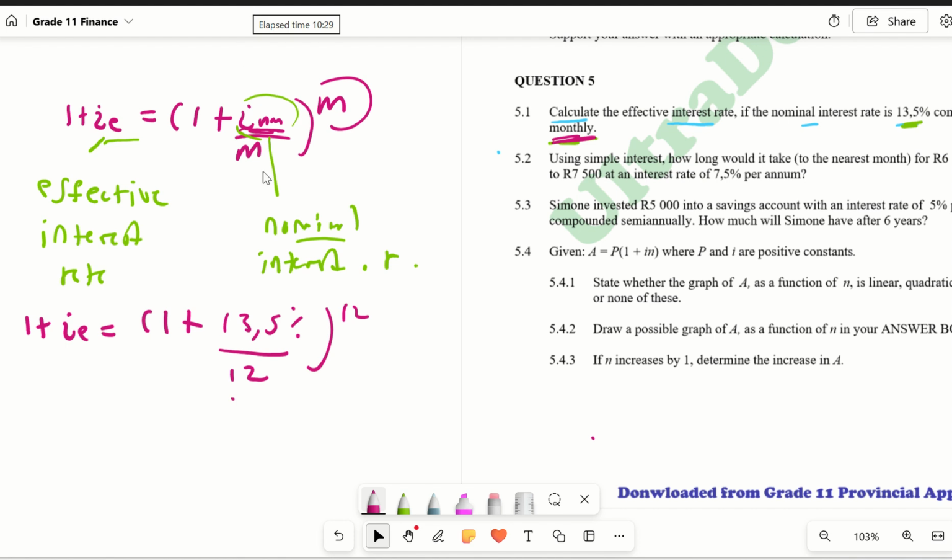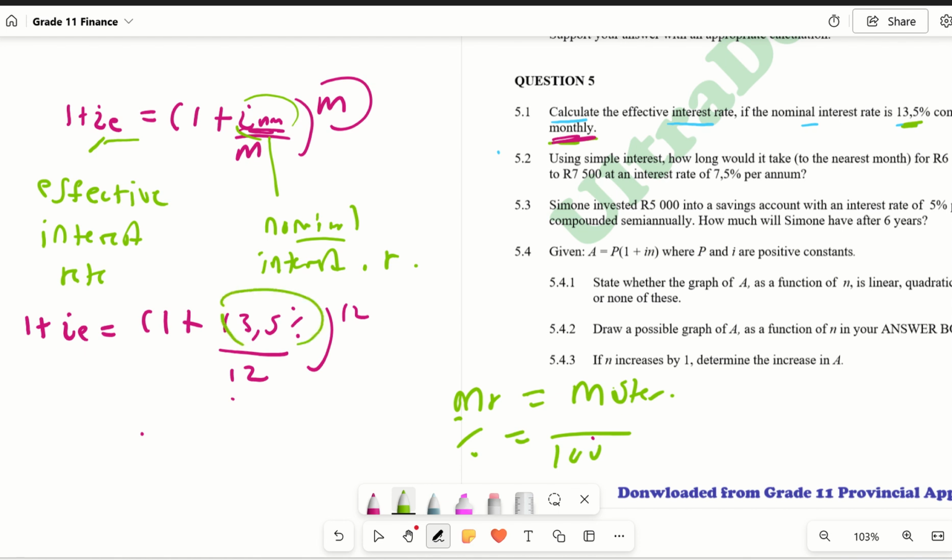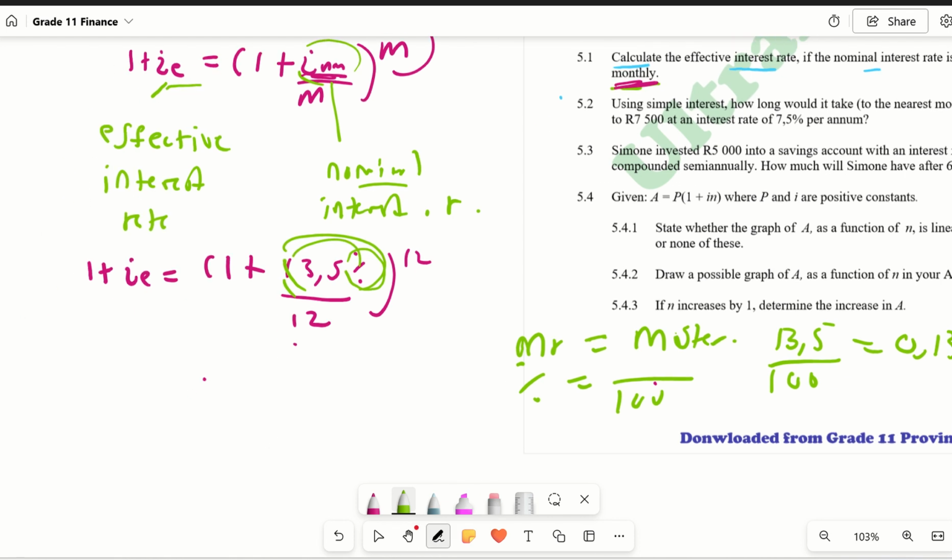Now, you guys remember that the same way this in English means Mister, in maths, this means over 100. So 13.5% just means 13.5 over 100, because percent means divided by 100. So this, when you punch it, gives you 0.135. So you're going to replace that 13.5% with 0.135.